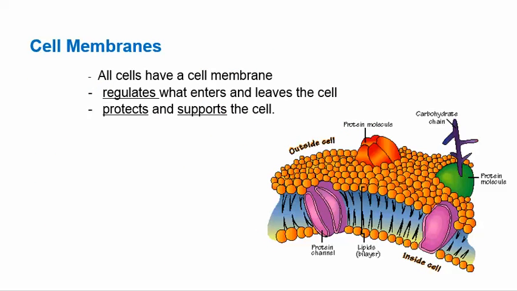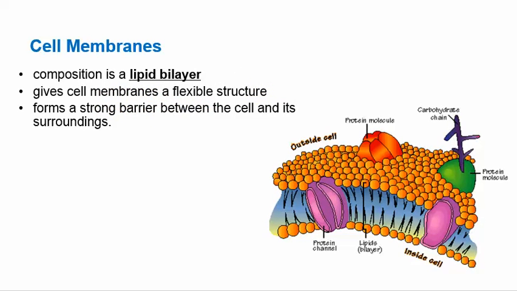So here's our cell membrane, and the purpose of it is to regulate what goes in and what leaves the cell. It also protects and supports the cell as the cell wall did. Now, one of the names of the cell membrane is the lipid bilayer, and that's what gives it a flexible structure and a strong barrier between the cell and its surroundings.